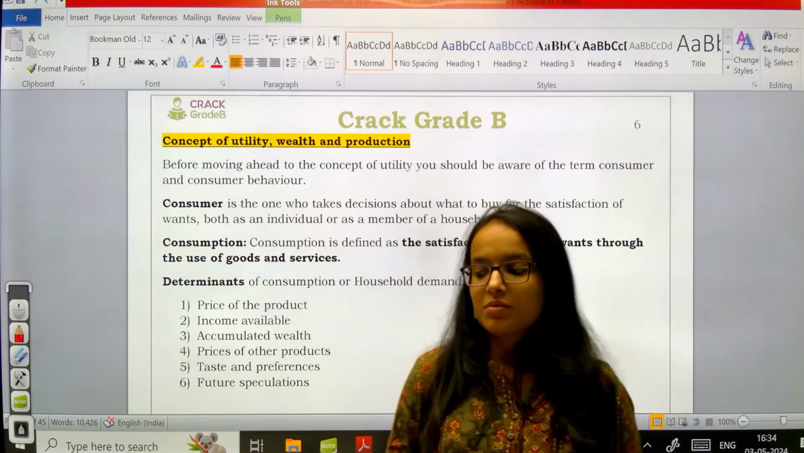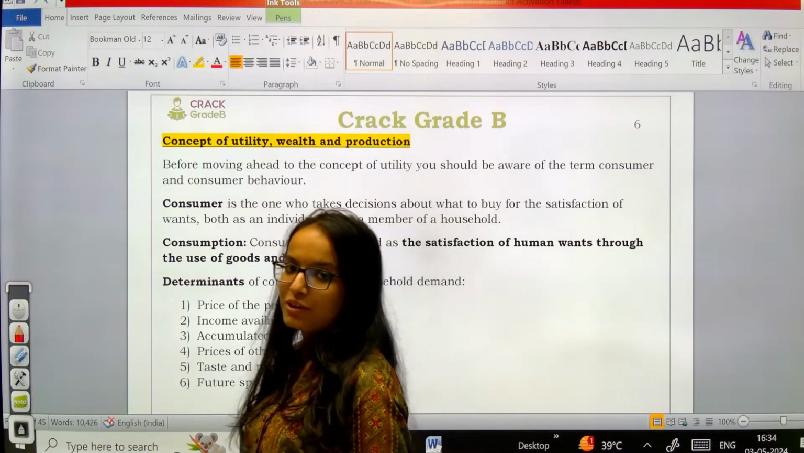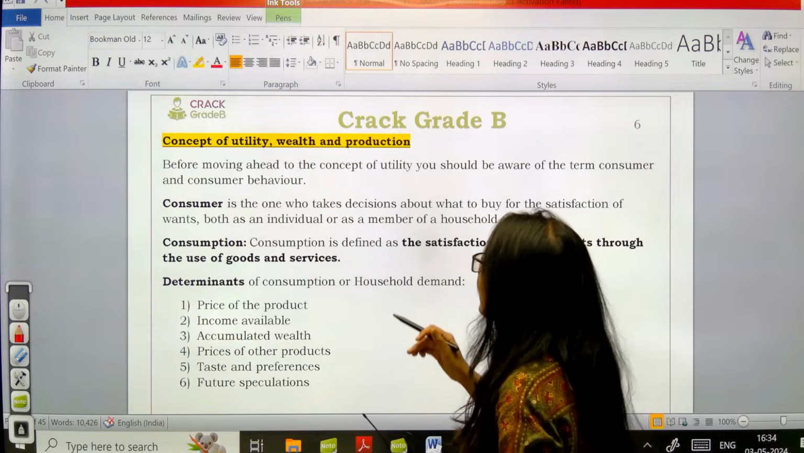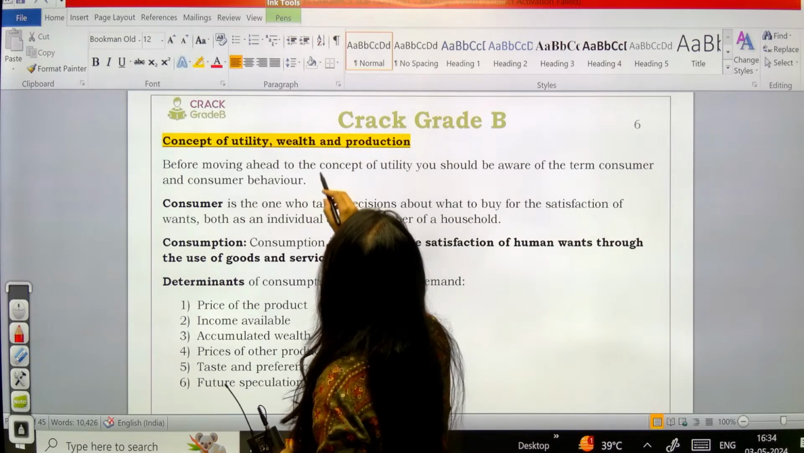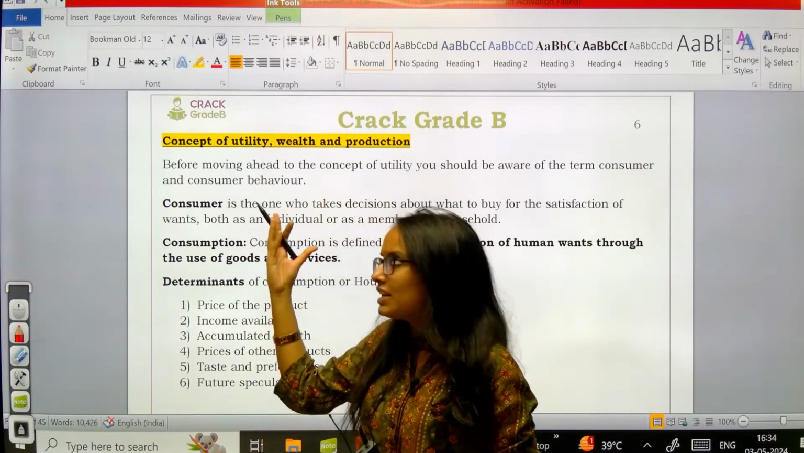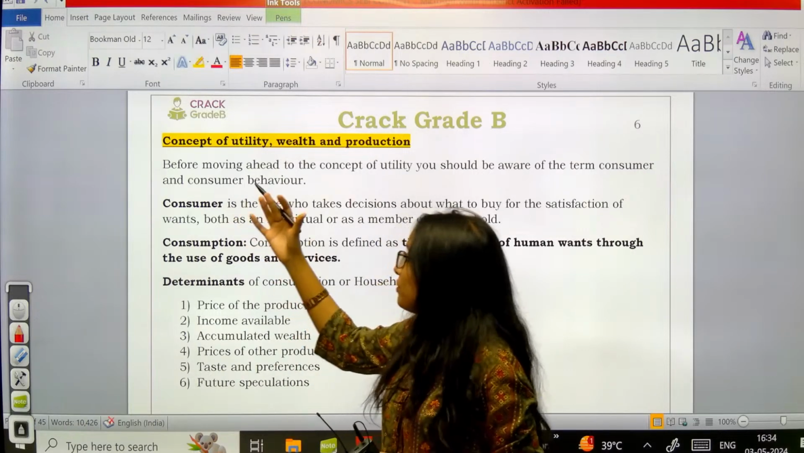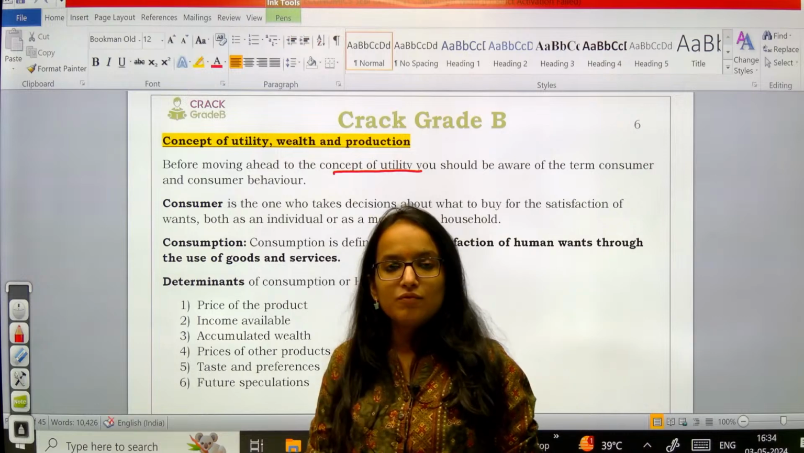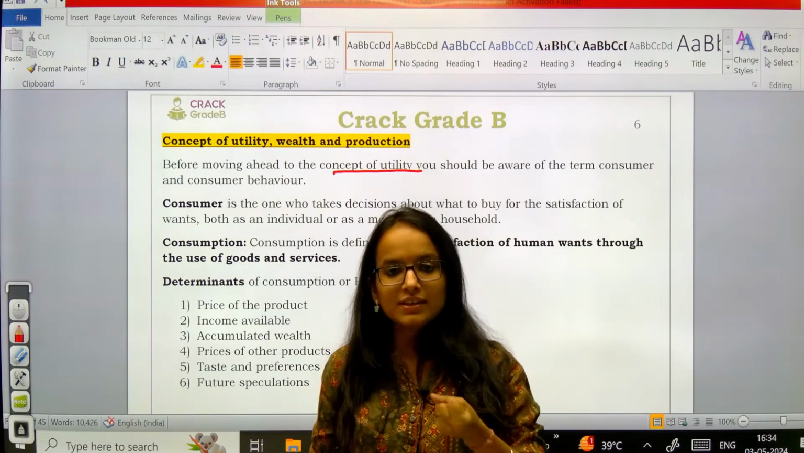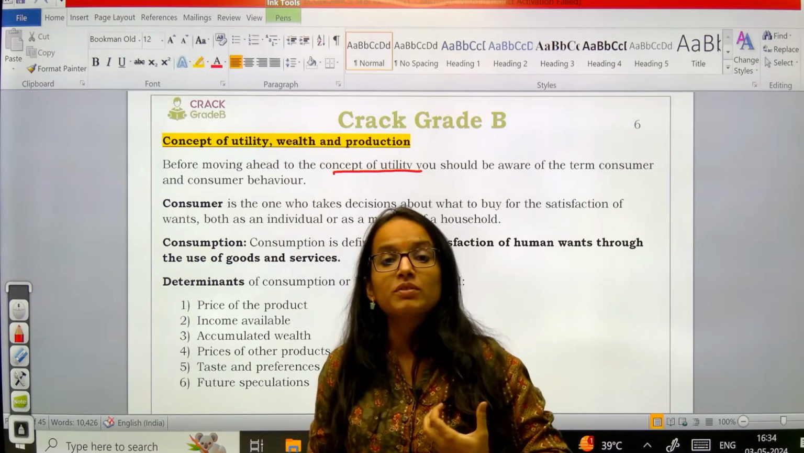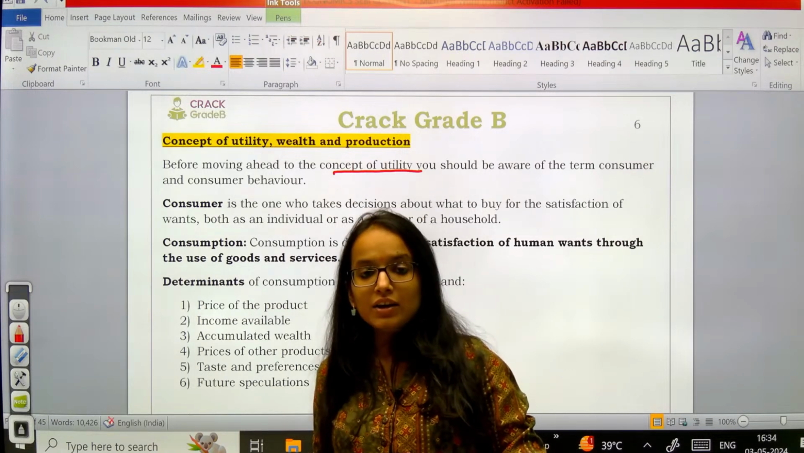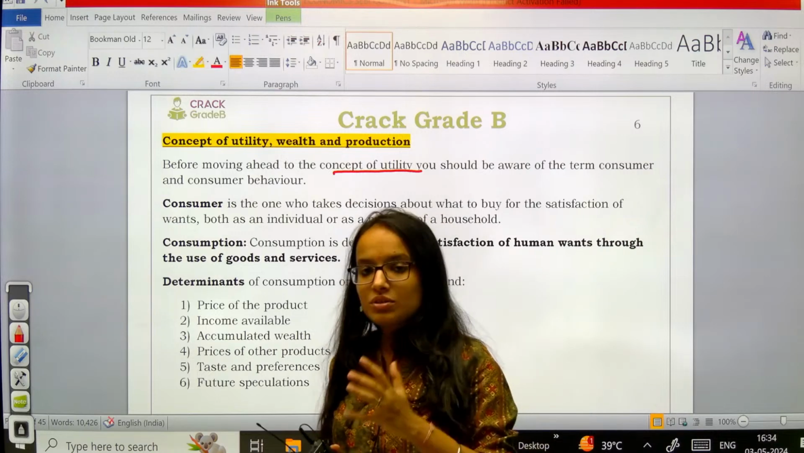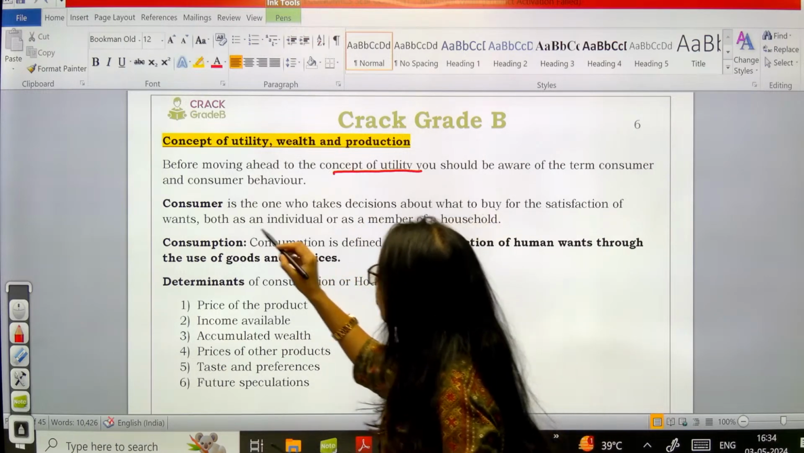Alright, now comes a very important topic of microeconomics or consumer behavior, which is utility analysis. The concept of utility, wealth and production. We'll be dealing with these topics. Before moving ahead to the concept of utility, we need to understand what we mean by a consumer, what is consumer behavior, what is a consumer function, and how demand or consumption of a particular good depends on several factors. So this is also an important topic for you.